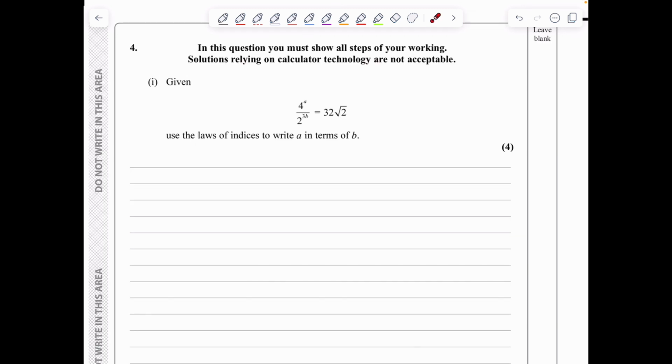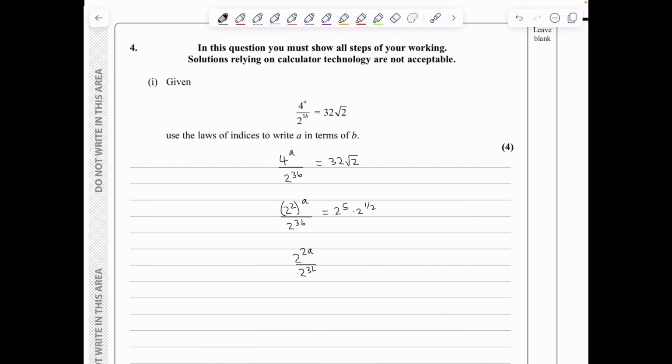In question 4i, we are asked to use the laws of indices to write a in terms of b. So we've got 4 to the a over 2 to the 3b is 32 root 2. We do notice that everything is a power of 2. So 4 can be written as 2 squared and all to the power of a over 2 to the power of 3b is 2 to the power of 5 times 2 to the half. Now we know that when we've got a power to a power, we multiply the indices together. So this gives me 2 to the 2a over 2 to the 3b.